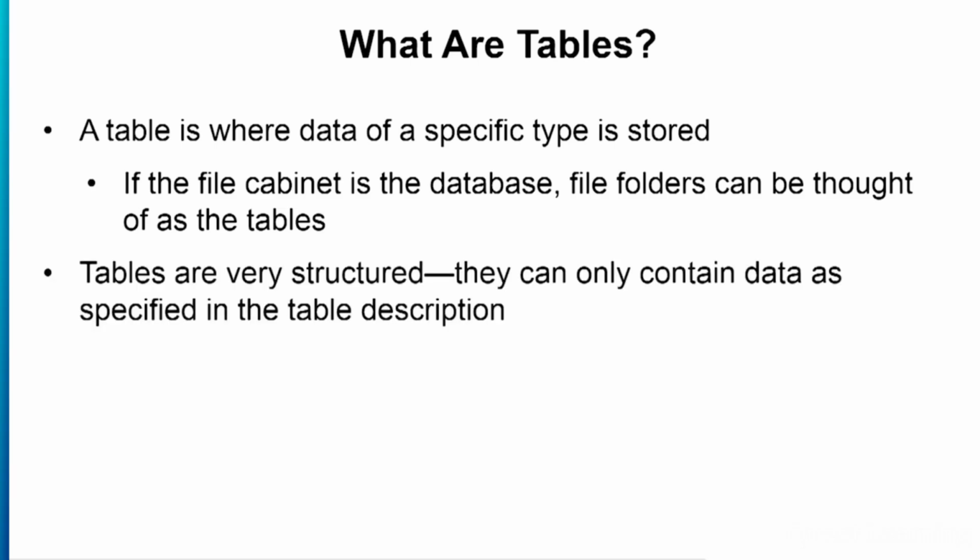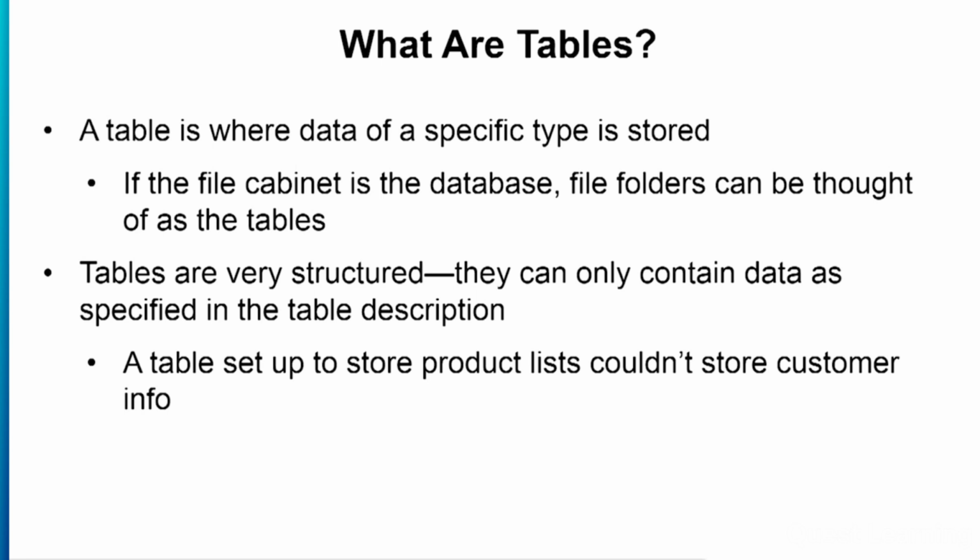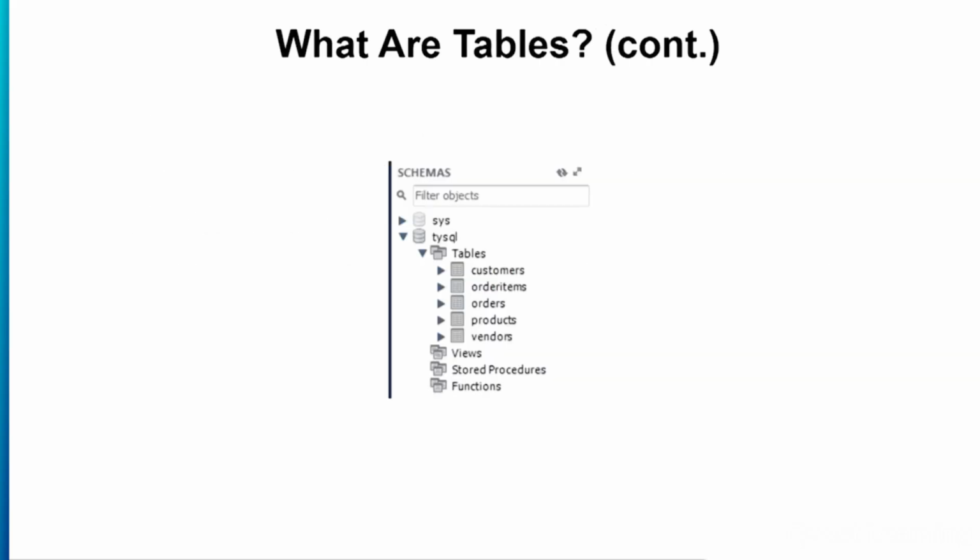A table is very structured. It only contains a single type of data. You'd never store product lists, for example, in the same table as you saw customer info. And so a database is made up of lots of tables. And in this example here, you can see a series of 5 tables. This is a screenshot from a view in MySQL, but just about every other database will have a similar view where you can see your tables.